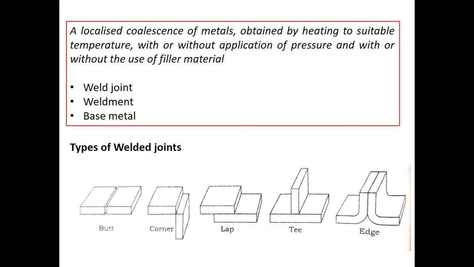In the case of a T joint, the parts are kept perpendicular to each other, forming a T shape, and the joint is made along the contact area between the two parts. The parts in an edge joint are kept parallel and one of the common edges is welded. So these are the different types of weld joints: butt, corner, lap, T and edge.